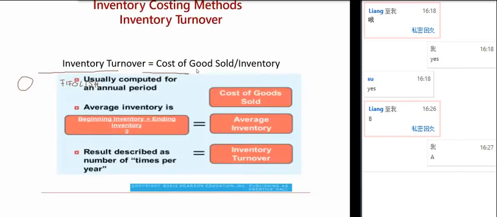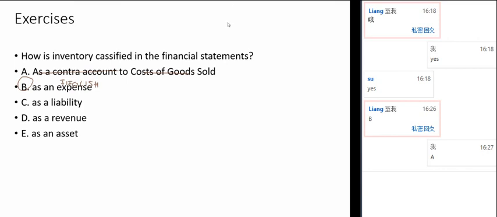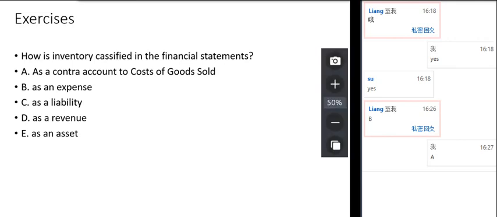This is the second. Let's try to answer the second exercise as well. How is inventory classified in financial statements? What is it? That's an easy one, isn't it? What is inventory?